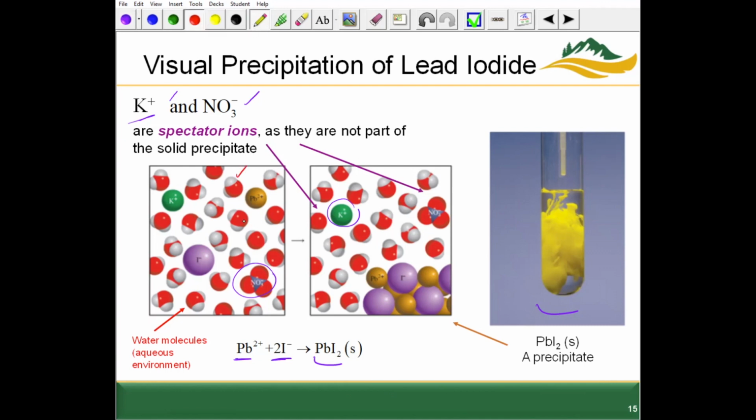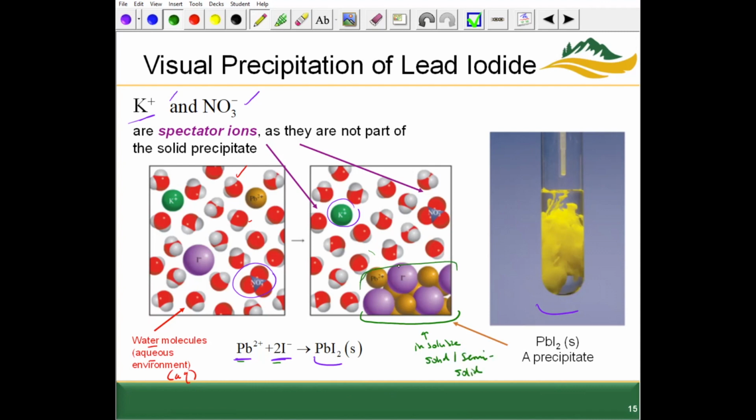These red and white molecules are again our water. So this is all happening in an aqueous environment. So based on the properties of these 2 ions, when they come together or they're in close enough proximity in solution, this solid precipitate will form. This whole precipitate is insoluble. So it's an insoluble, solid, or semi-solid.